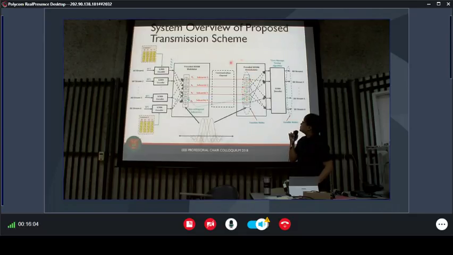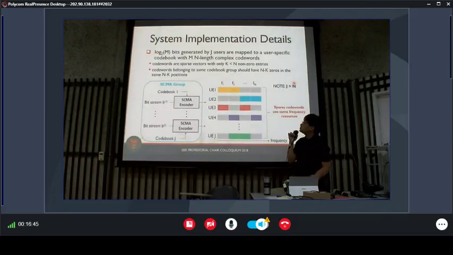Then the received symbol will be processed by the precoded SEFDM demodulator and the SCMA decoder. The objective of the precoded SEFDM demodulator is to invert the operations done in the precoded SEFDM modulator. Likewise, for the SCMA decoder, we try to recover the original transmitted bits from the recovered SCMA symbols via a message passing algorithm. So we expect that the output of the SCMA decoder will be estimated bit streams for each user.